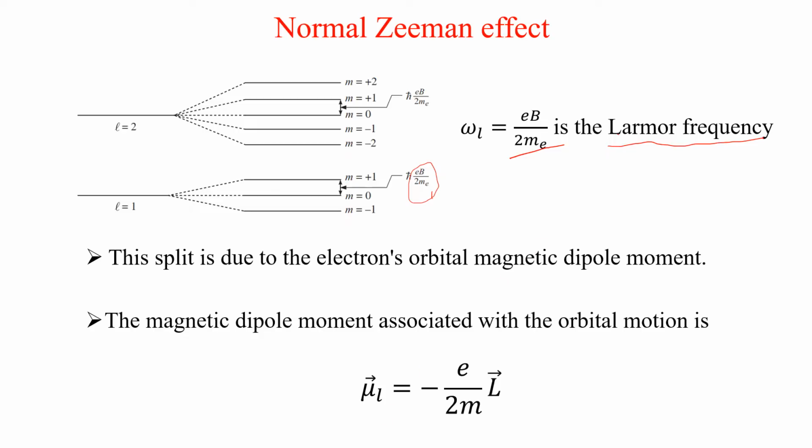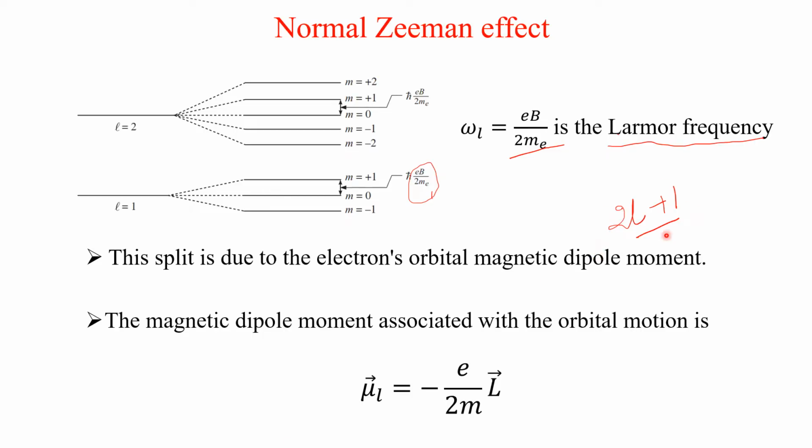When L is an integer, then 2L plus 1 must be an odd integer. However, in the case of hydrogen atom, we are observing an even number of lines. How is it possible? Only when L is half integer, then you can have an even number of spectral lines.